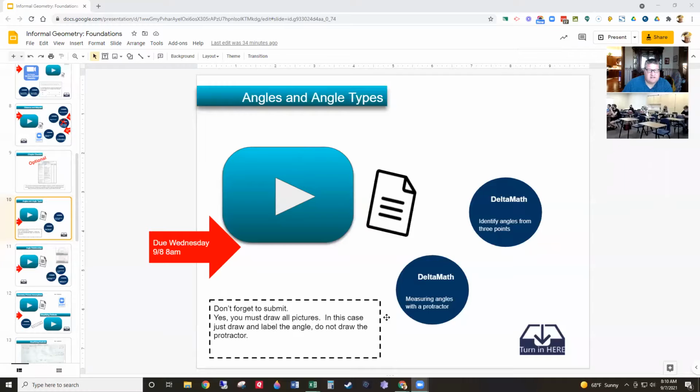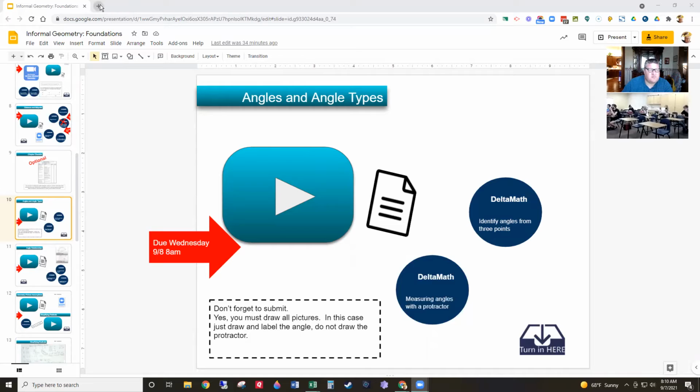Yep. So if it's a straight line, then we call it a straight angle. A straight angle is 180 degrees. So let's go ahead and take a look at some of our Delta Math that we're going to need to do for this.